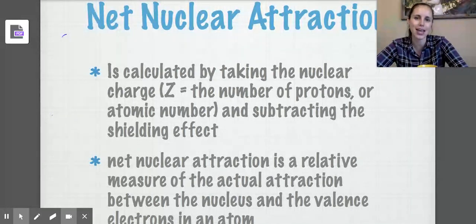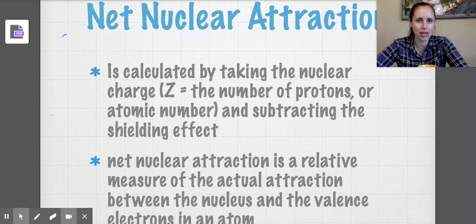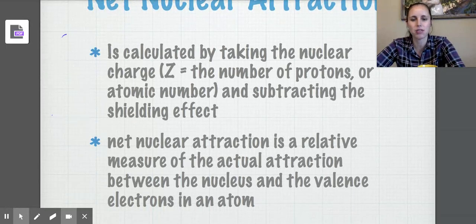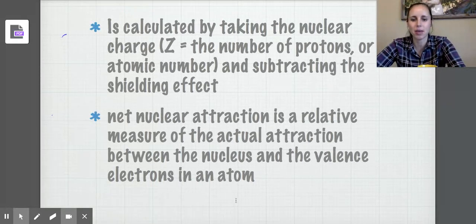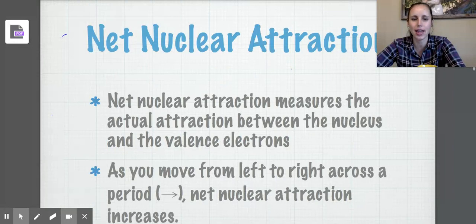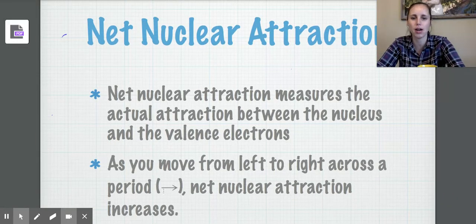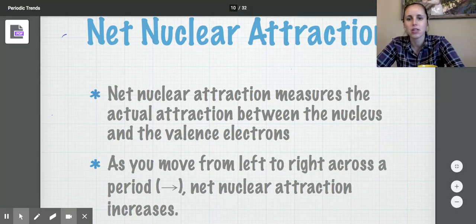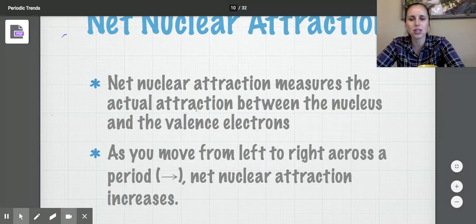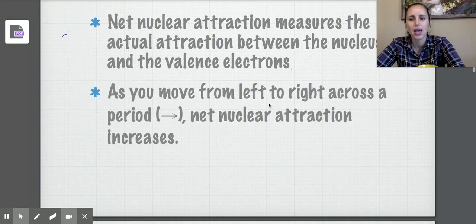So we actually take out shielding effect. How will the attraction be impacted between those outside electrons and that positive core? This is kind of hard to think about, so why don't we think about that in terms of the periodic table? Again, net nuclear attraction is going to be measuring the attraction between the nucleus and the valence electrons. And let's talk about what happens when we move from left to right across a period.